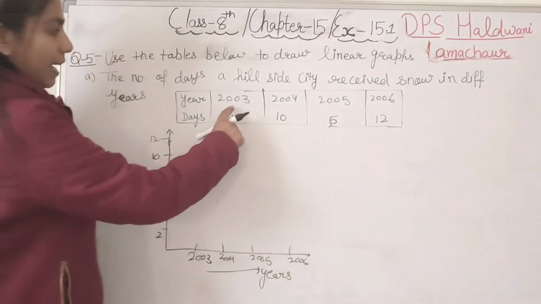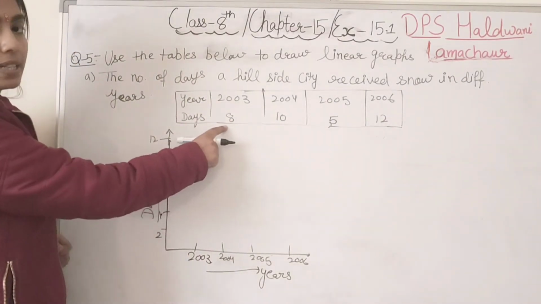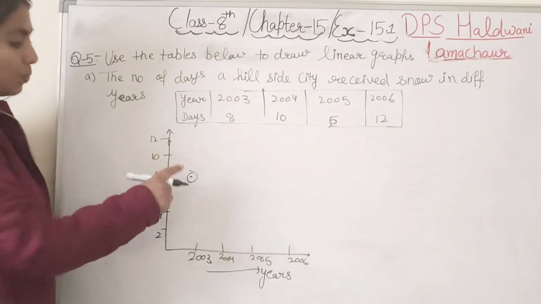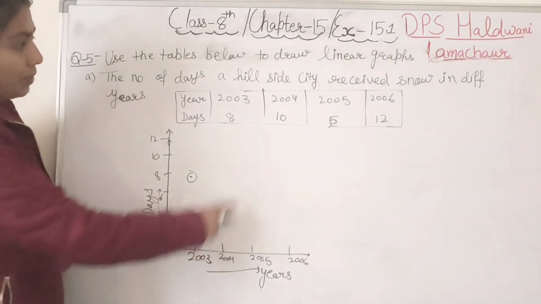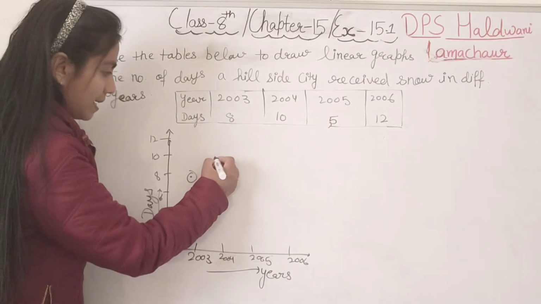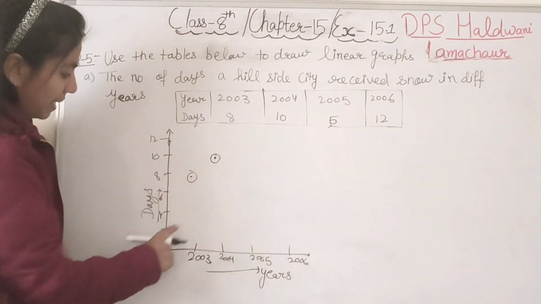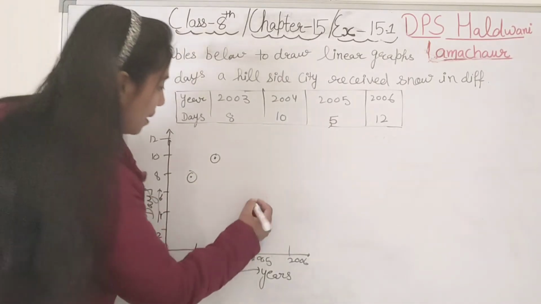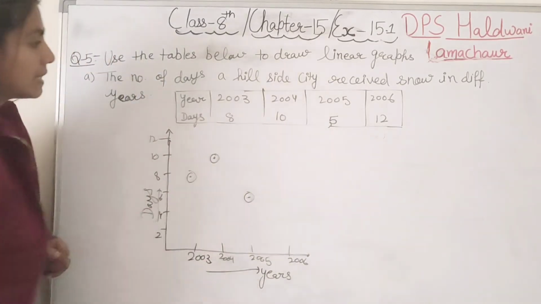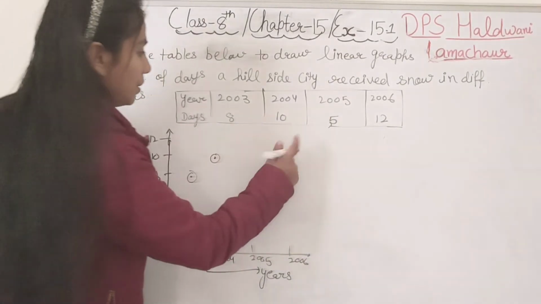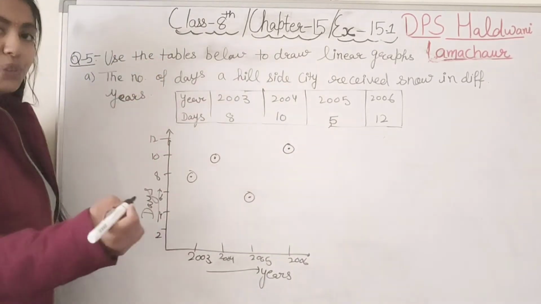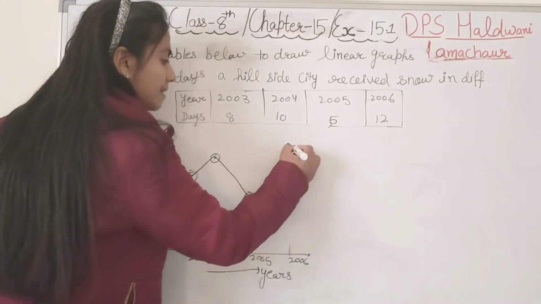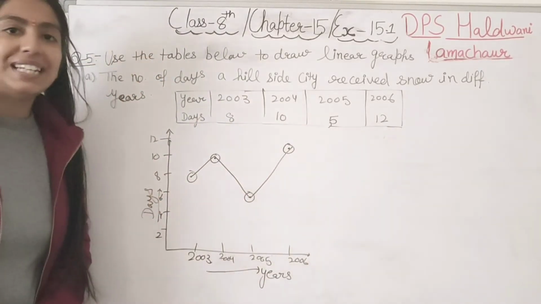Now let's start. In 2003, the snowfall days are 8. So 8 is here, and you can make a point. Right? Now in 2004, days are 10. In 2005, days are 5. 5 means between 4 and 6, the middle part. So it is 2005. Right? In 2006, it is 12. So this is 12. That's it, student. Now you just join the points, like this, then like this, then like this. So that's it. This is our linear graph for part A.